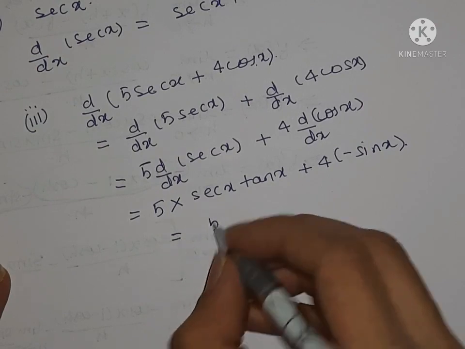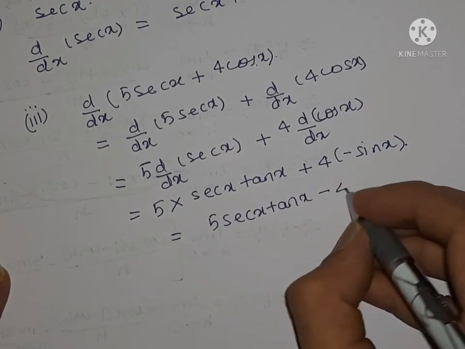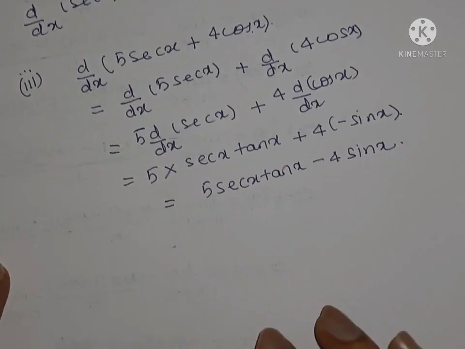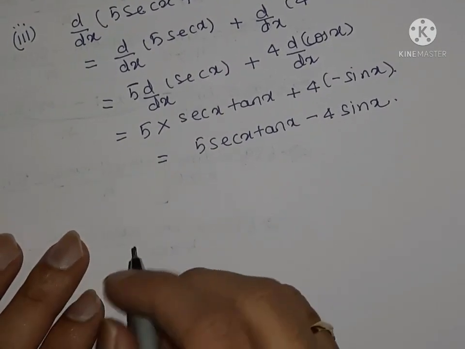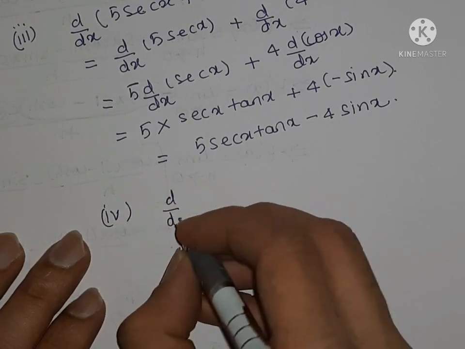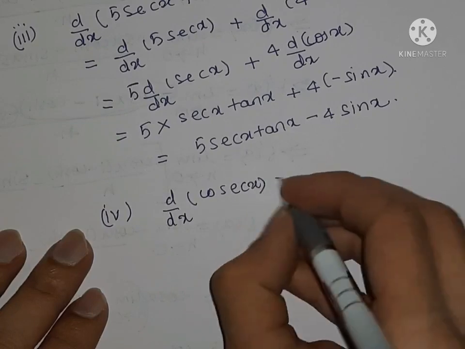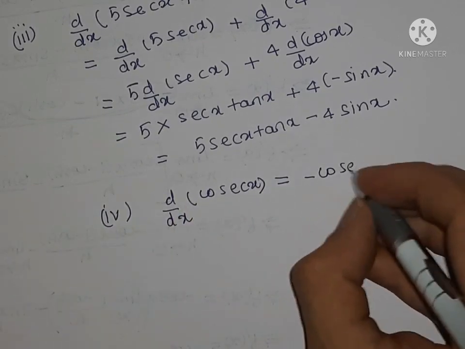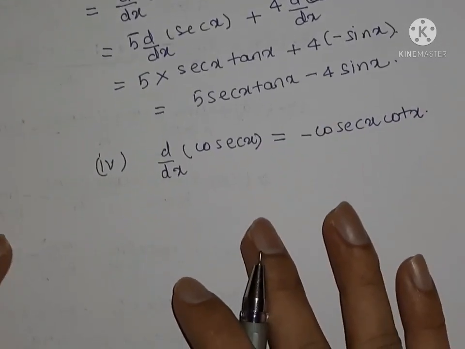So this will be equal to what? 5 sec x tan x minus 4 sin x. Okay, that is the answer of the third sub problem. Now let us go to the fourth one. So derivative of cosec x, so it will be what? Direct formula this is. So minus cosec x cot x, direct formula.